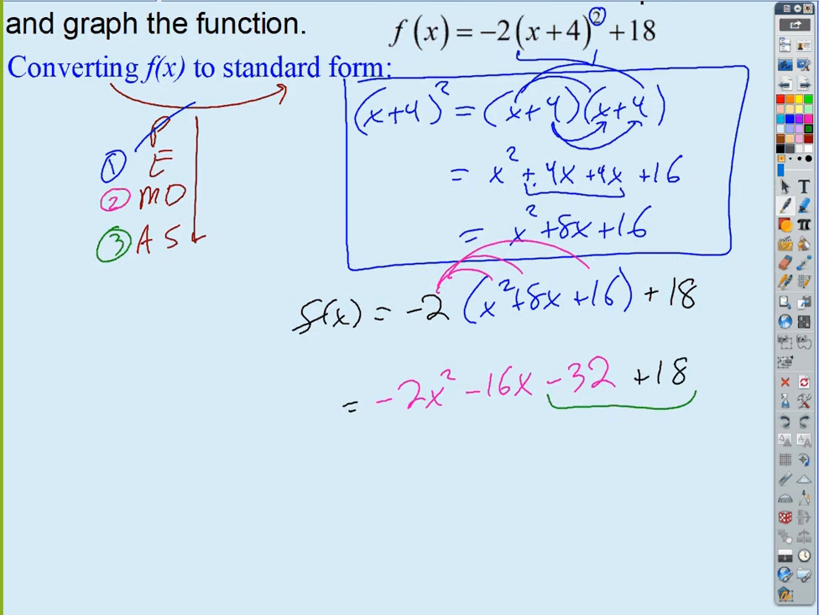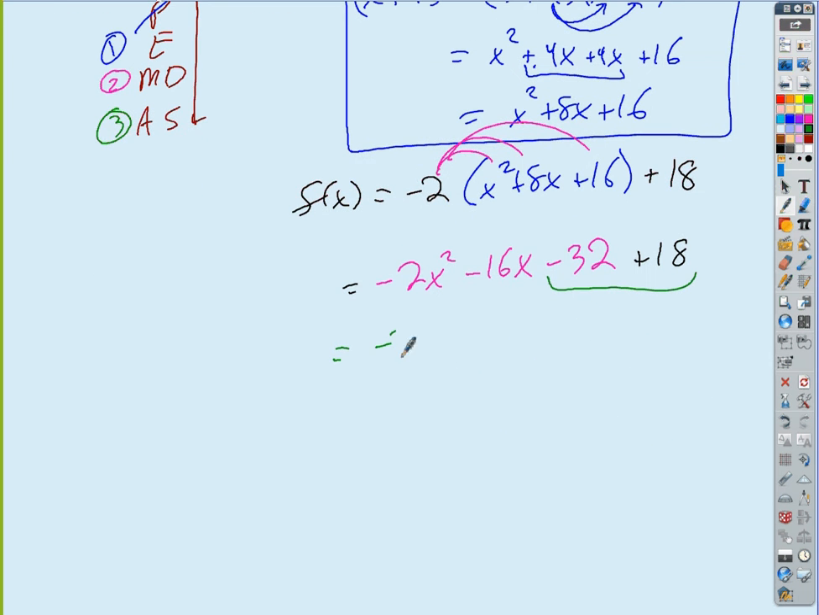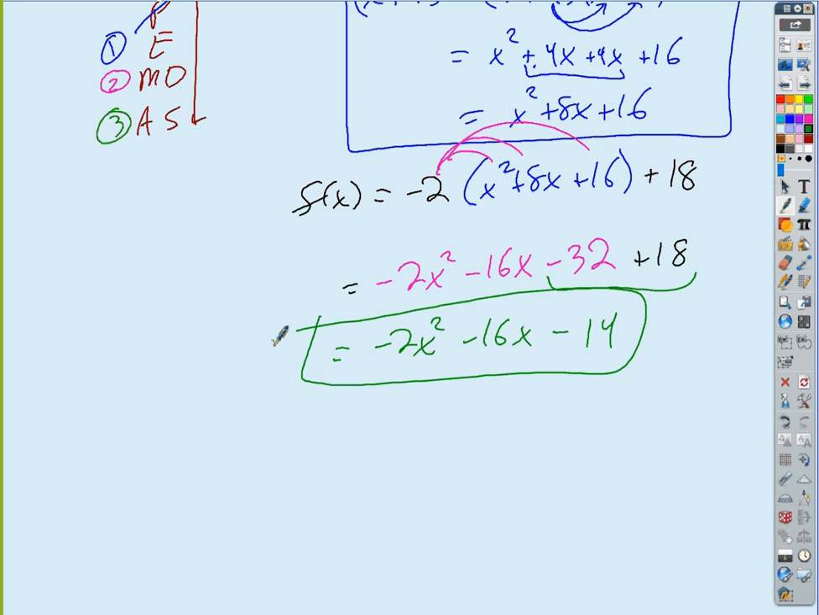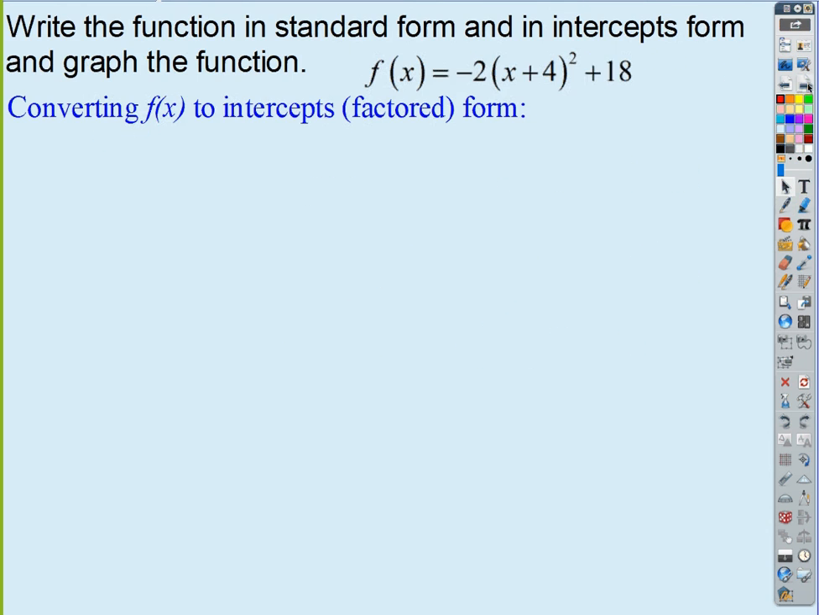And so my final answer just looks like -2x squared minus 16x. What's -32 plus 18? I'm going to get a negative result, right? 14. There you go. So there's my answer. All I did was PEMDAS. That's it. Okay, you've done that for years.